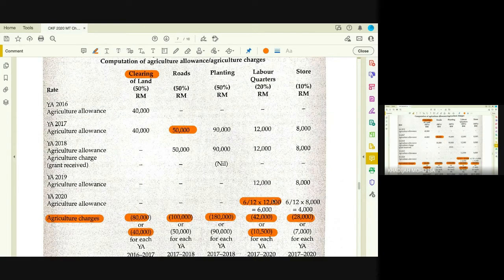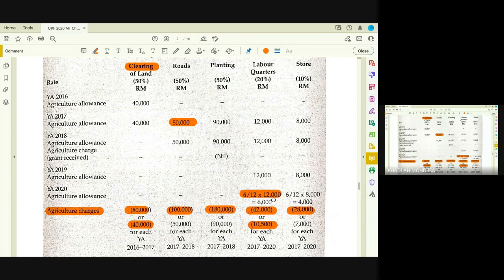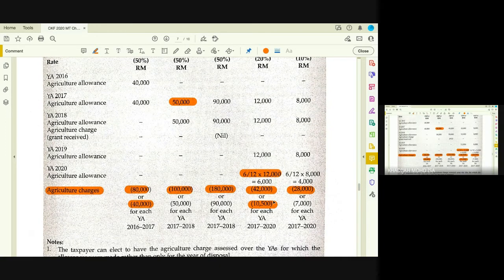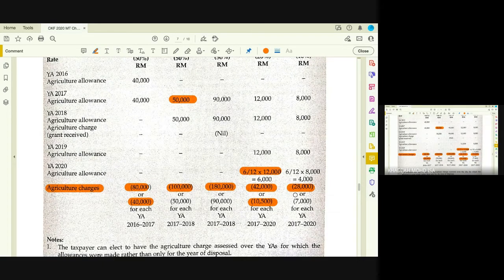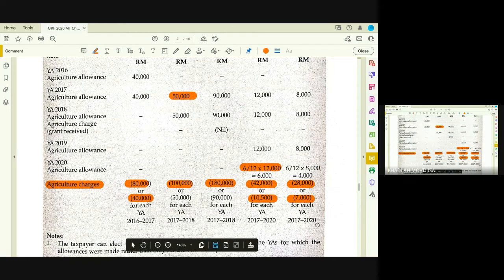So you have a balancing charge of 10,500 in 2017. Then you have agriculture allowance of 12,000. In 2018, you're going to revise, having a balancing charge of 10,005, but you have agriculture allowance of 12,000, right? And then you also have 2019 and 2020 respectively. All right. Similarly, for your store, you're going to spread back that 28,000 over a 4 year period. So 28 divided by 4 is 7,000 each, and that is for YA 2017 to 2020.